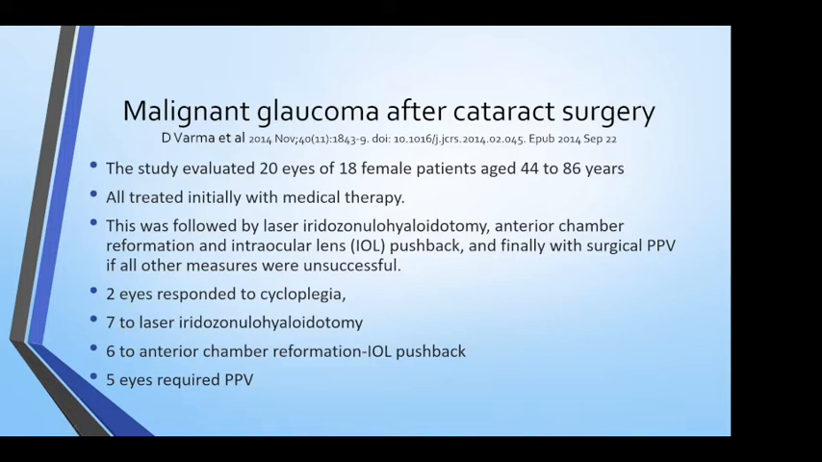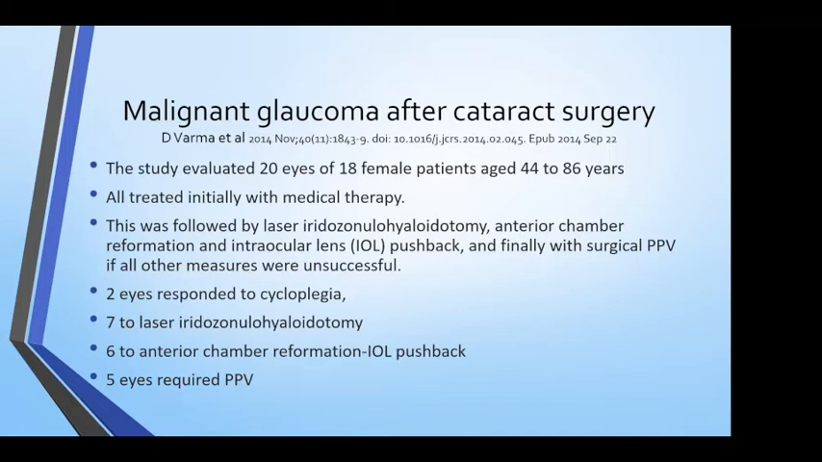My friend Dr. Varma and his colleagues in Toronto published a study on malignant glaucoma after cataract surgery. They evaluated 20 eyes of 18 female patients, aged between 44 and 86 years old. They were all treated initially with medical therapy. This was followed by laser anterior hyaloid face disruption, anterior chamber reformation and intraocular lens pushback, and finally pars plana vitrectomy for all those who failed these measures.